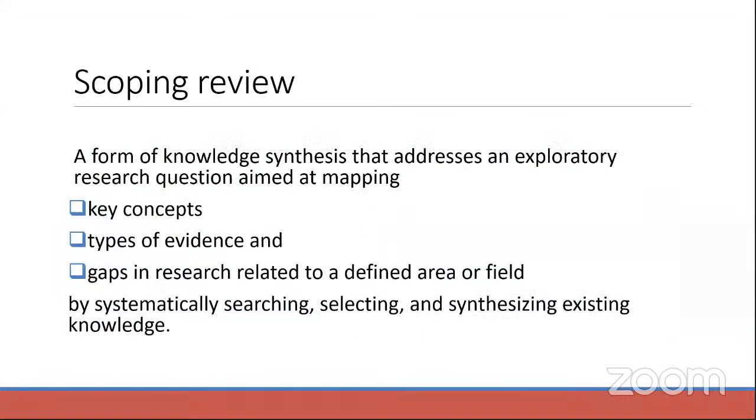Scoping review is a form of knowledge synthesis that addresses an exploratory research question aimed at mapping key concepts, types of evidence, and gaps in research related to a defined area of field by systematically searching, selecting, and synthesizing existing knowledge. When you really do not know what is out in the literature, the study designs, or is there any evidence out for the topic that you're looking for, then you can opt to do a scoping review.